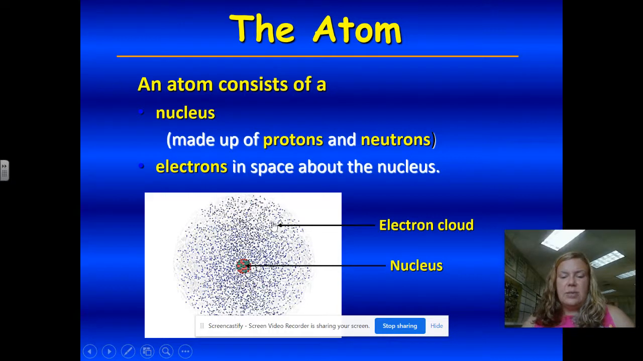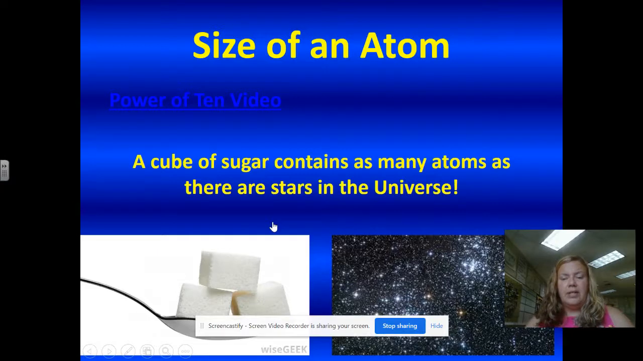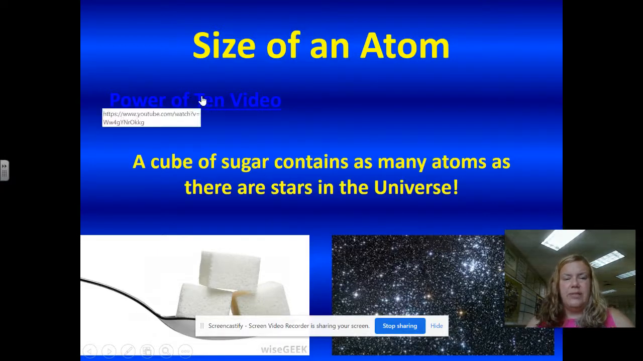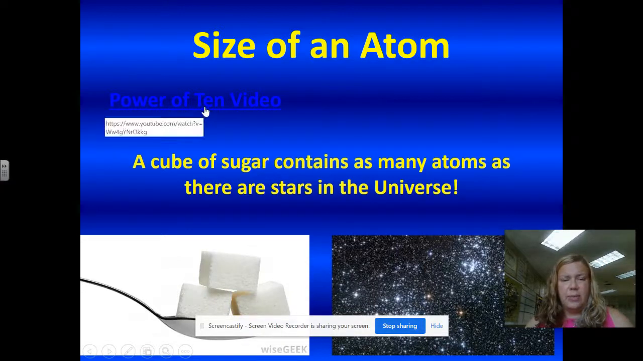The nucleus is where the density is. It's very dense inside of an atom, and that's where the mass is, and we'll find that out in just a couple slides here. I do want you to take some time, this Power of 10 video, I'm not going to show it now, but I did post it on our Schoology, and I would like for you guys to watch the Power of 10.